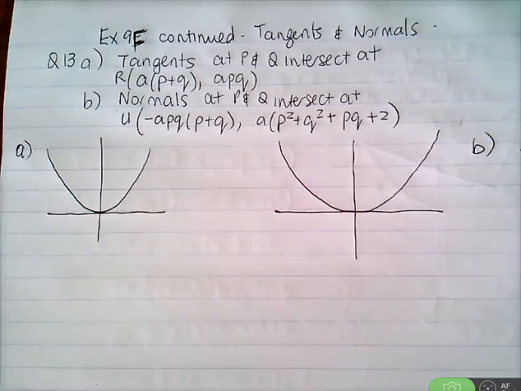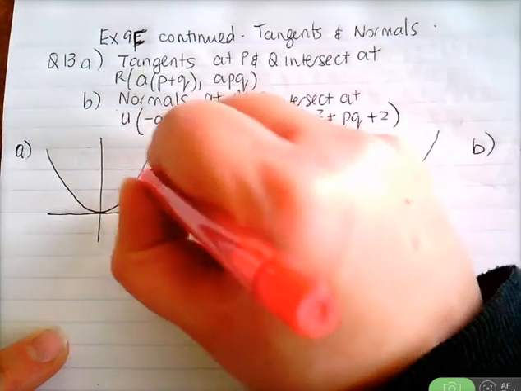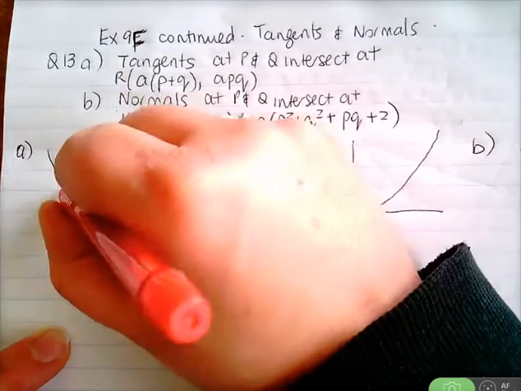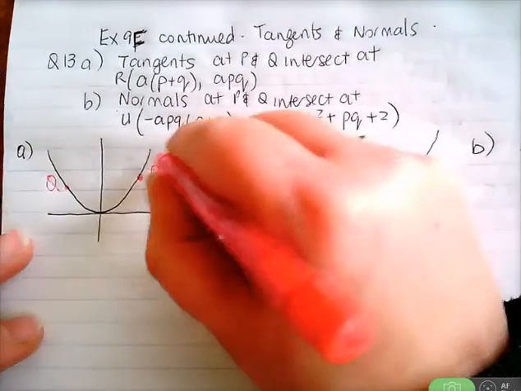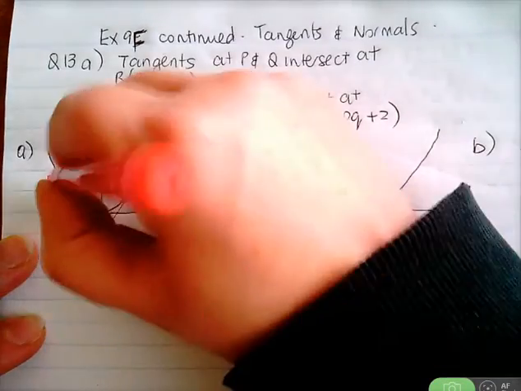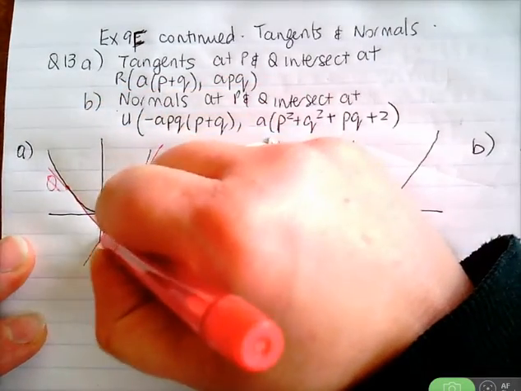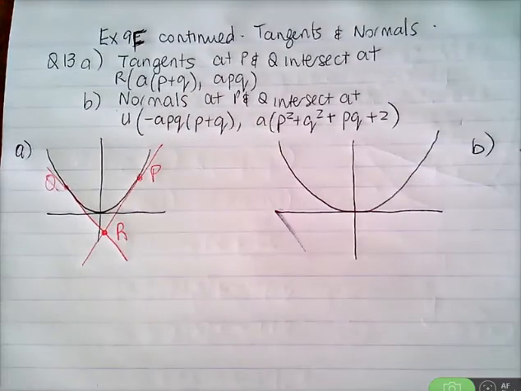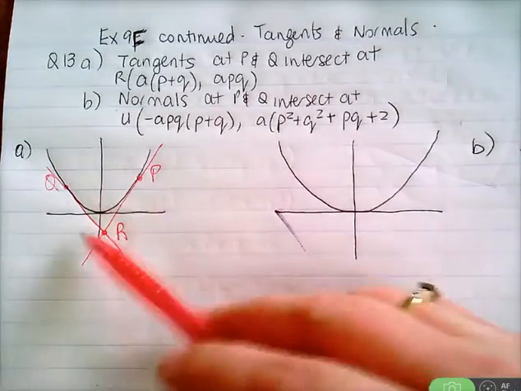This is exercise 9F, continued, tangents and normals. This morning we looked at question 13A, where the tangents at P and Q intersected at point R. So I'm just going to do a quick sketch of what that would have been. So tangent at P and tangent at Q intersect at R. That's what today's 13A was.